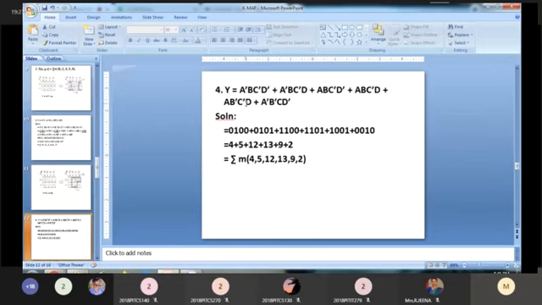Next, this is a 4 variable K-map, right? First, you will check whether all the terms have all the variables. First term, 4 variables are there. Yes, so no problem. Here 4 variables are there. Here 4 variables are there. 4 variables, 4 variables, 4 variables. So all the terms have all the 4 variables. So you have to first find the binary form, then find the decimal form, then draw the K-map.